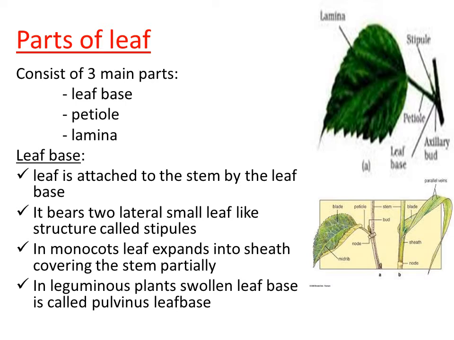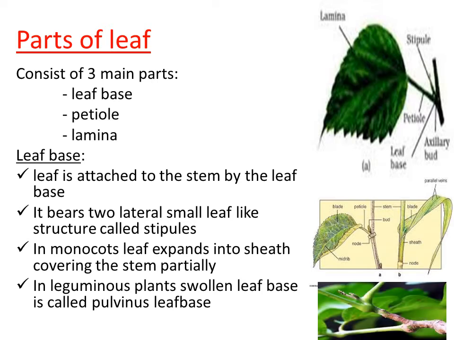So in the green gram plant and in the groundnut plant, we can see the swollen leaf base that is called the pulvinus leaf base. You can observe it in this diagram. So the leaf base actually gets swollen in the leguminous plant, right?